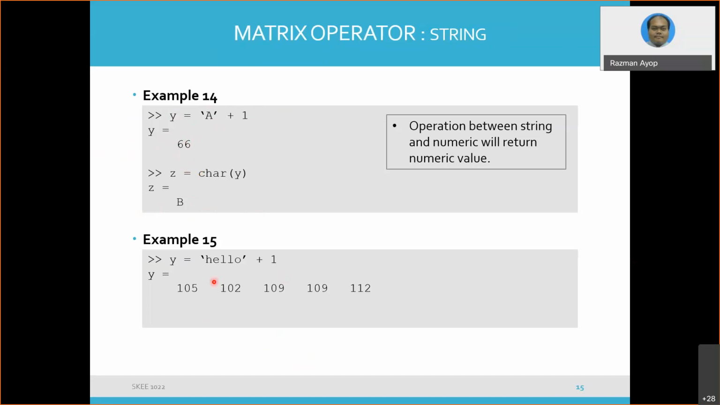Okay. So how about this one? For this one, you don't have to consider too much, because you would have to memorize the number for hello. Even I don't know this. So basically it is this one. It will be done one by one.